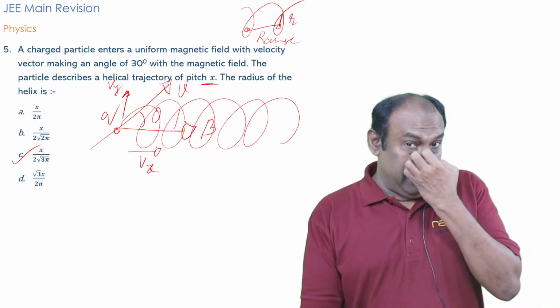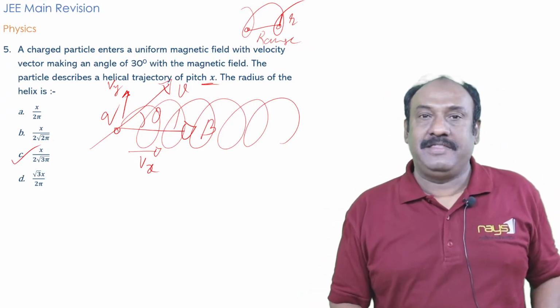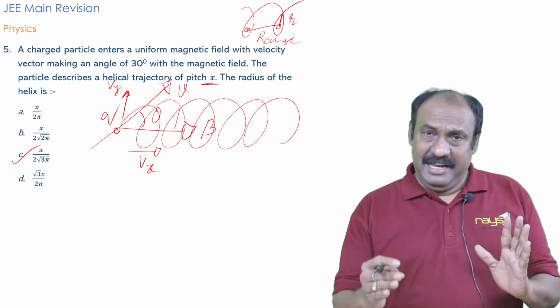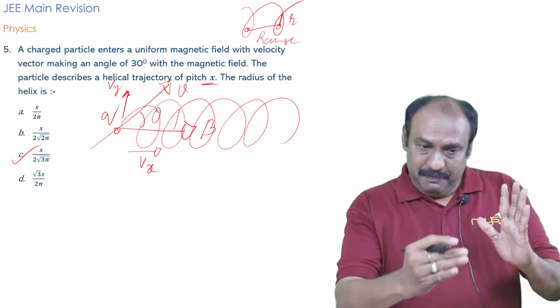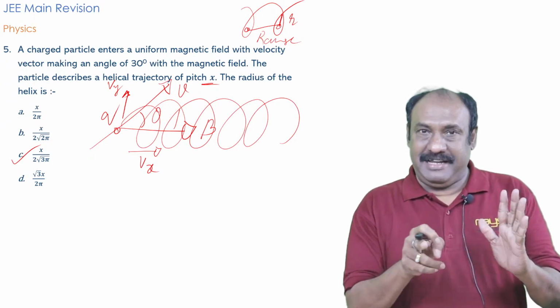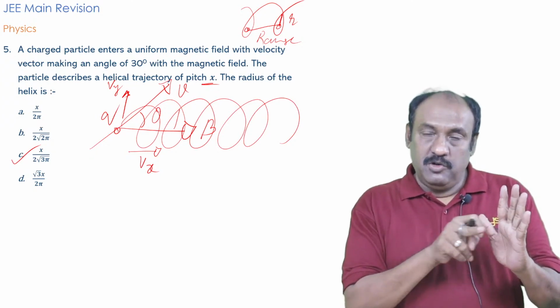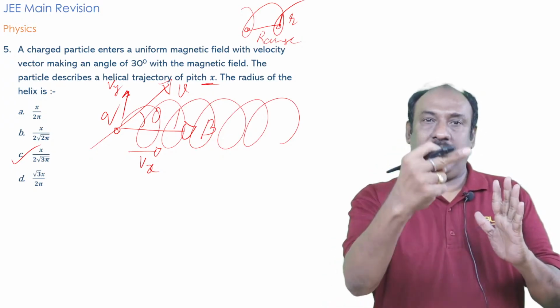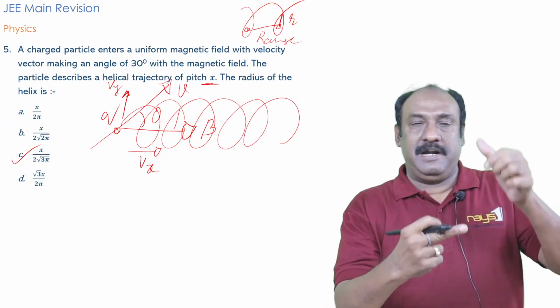When a charged particle enters at an angle theta with the direction of the magnetic field, this charged particle moves on a helical path. For this helical path, the horizontal range of this particle is due to the horizontal component of velocity, and the radius of this helical path is due to the vertical component of velocity.